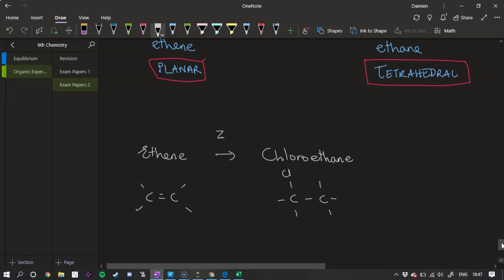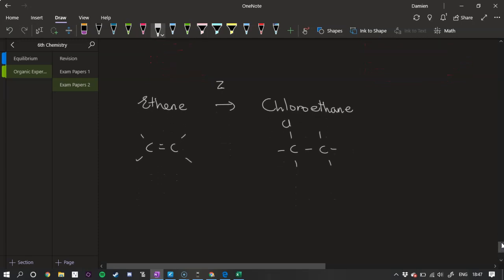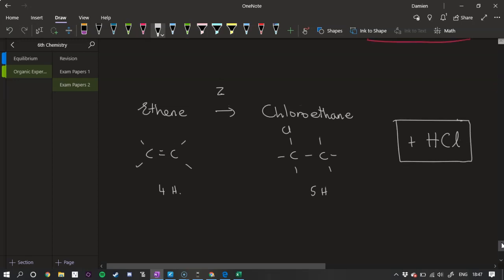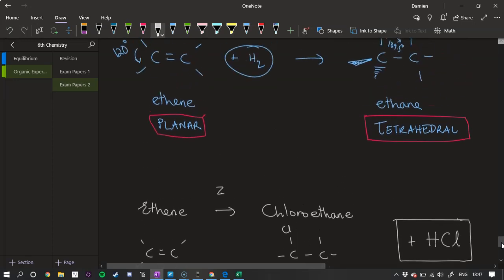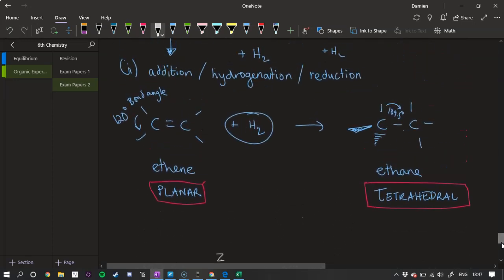Well, first of all, count up the hydrogens and see what the balance is. So we've got 4 hydrogens over here, and we have 5 hydrogens over here. So you're going to have to add a hydrogen, isn't that right? And then also you have no chlorines on the left, but you have a chlorine on the right. So that means you're adding HCl. And that's the answer. It's adding hydrogen chloride when it asks for the reagent. So just by looking at the molecules, you can figure it out. You don't even have to necessarily learn it.